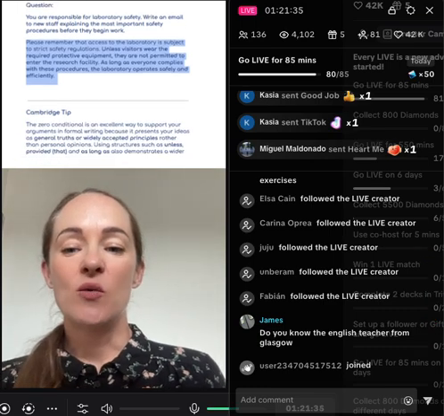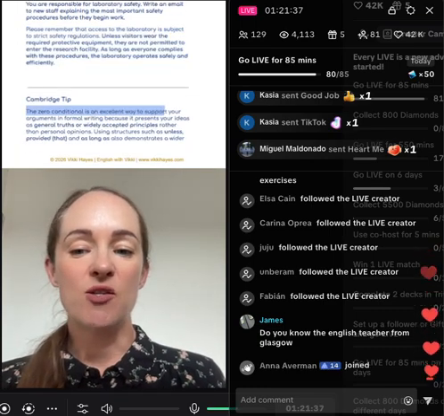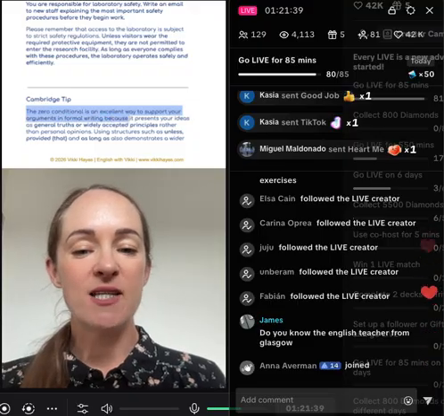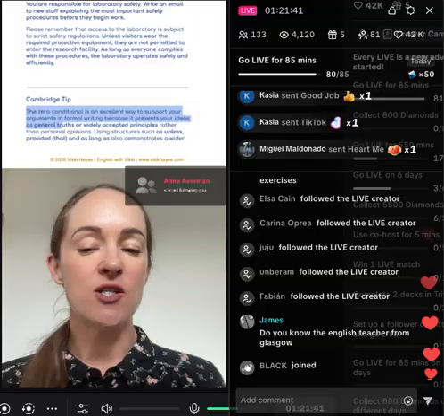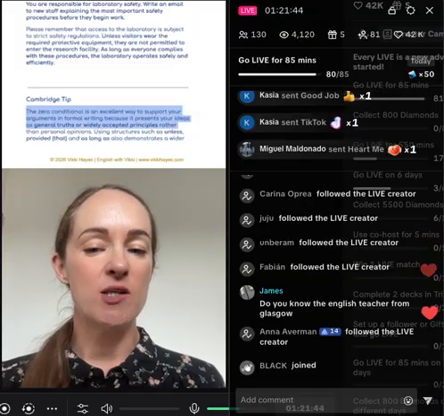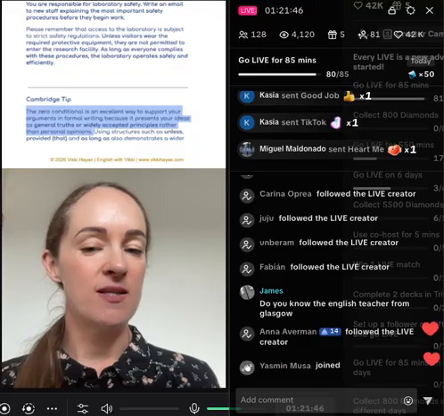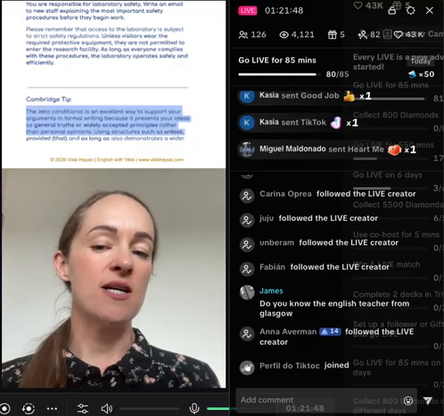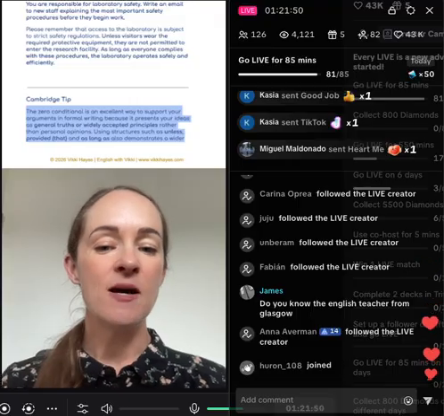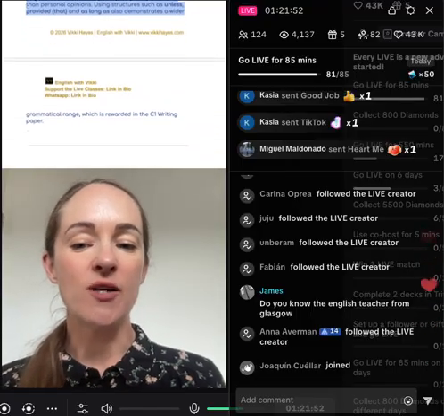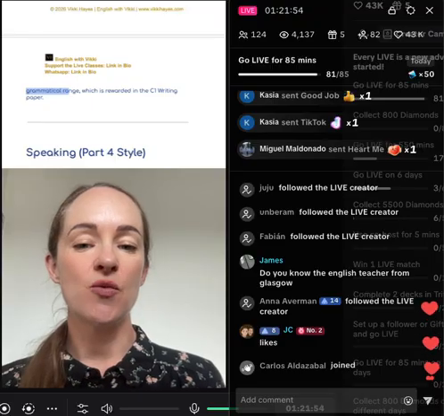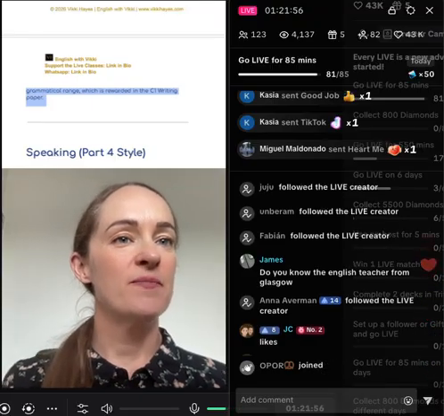Yeah. So the zero conditional is an excellent way to support your arguments in formal writing because it presents your ideas as general truths or widely accepted principles rather than personal opinions. Using structures such as unless, provided that, and as long as also demonstrates a wider grammatical range, which is rewarded in the C1 paper. Okay?